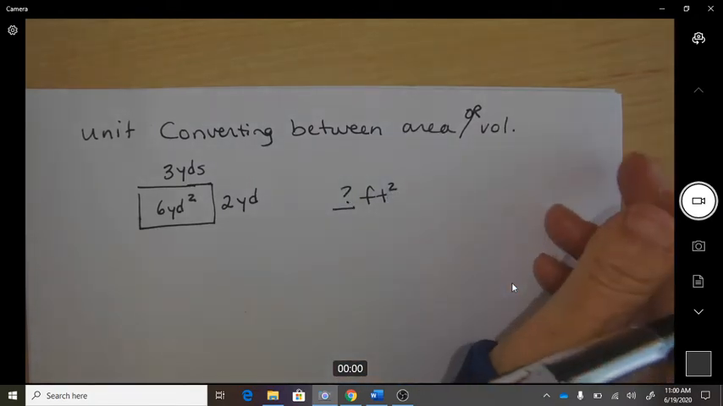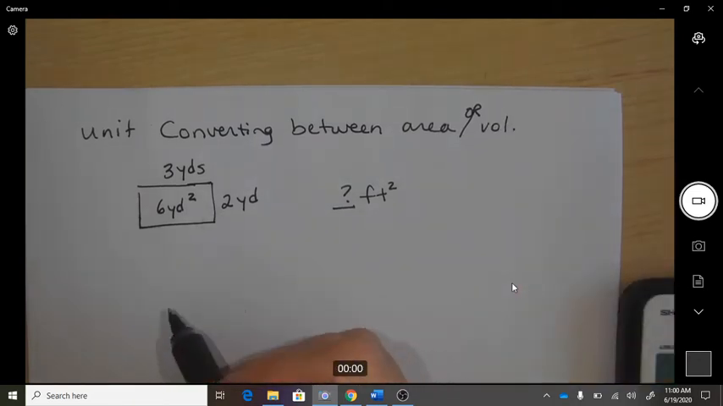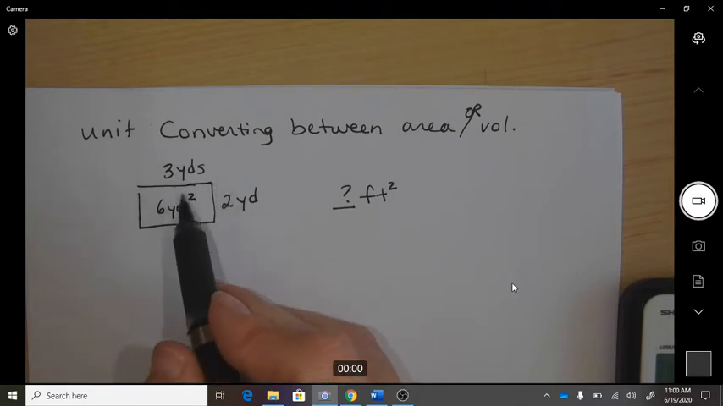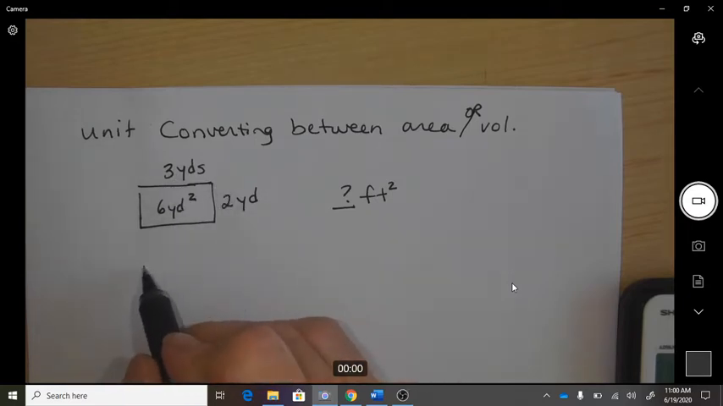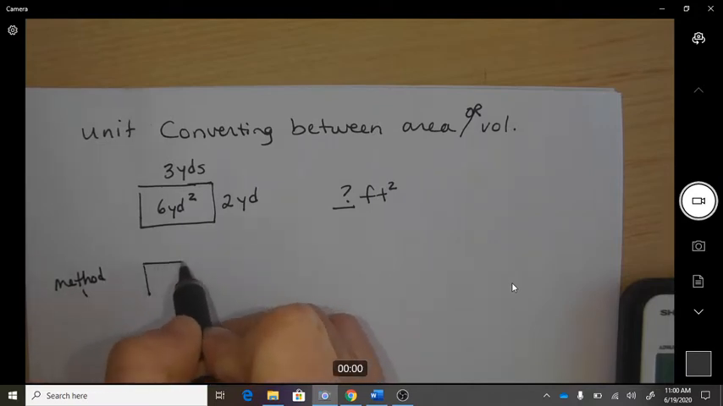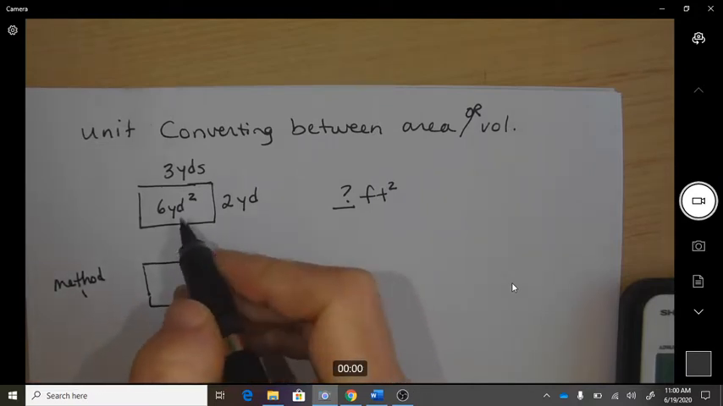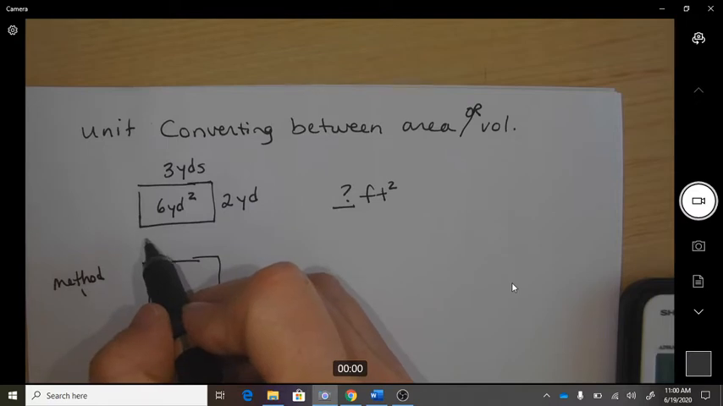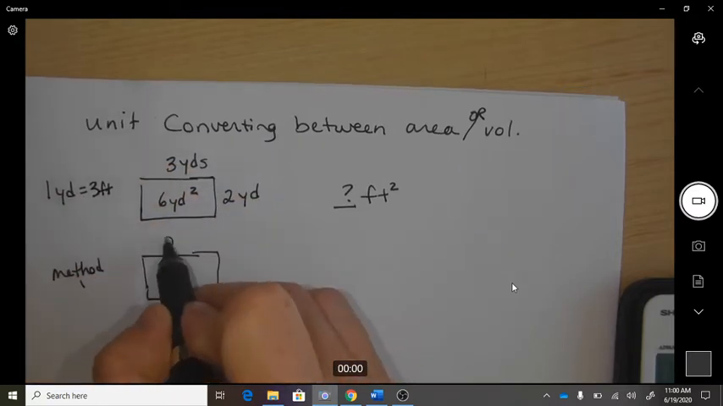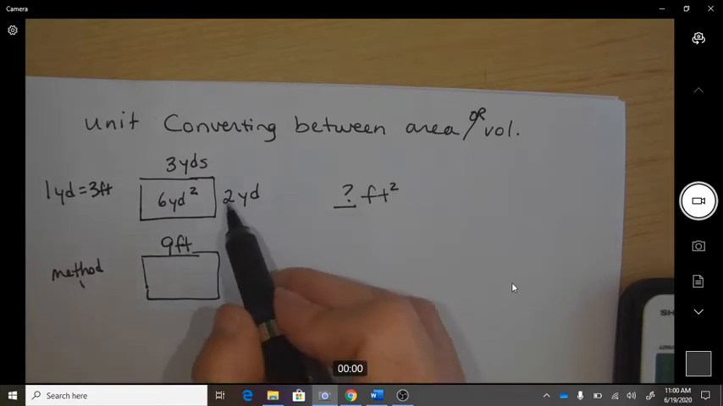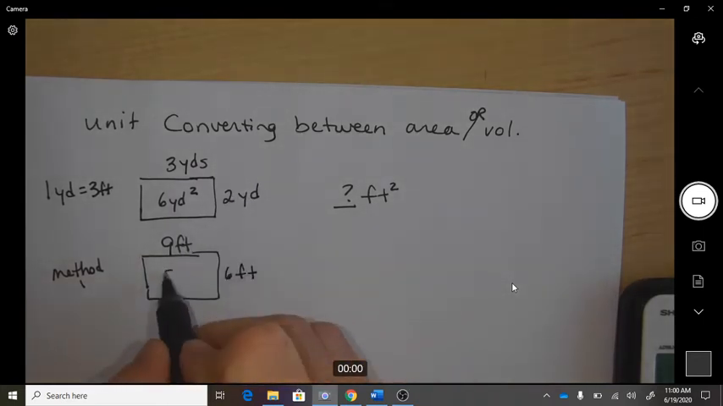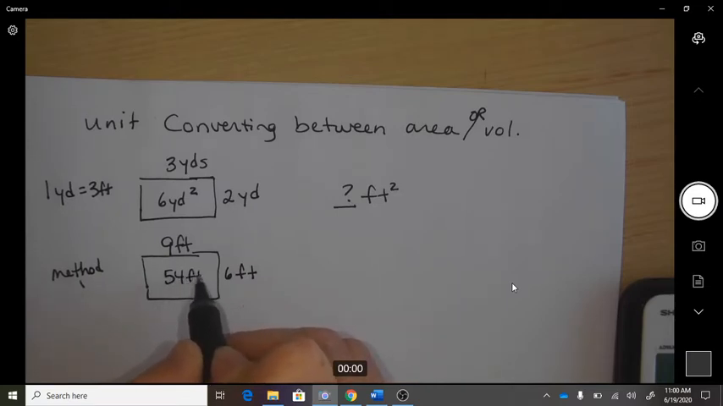So that's what we're trying to do. I have two methods I'm going to show you. You could convert beforehand. So method 1 is that you state that 3 yards, so 3 times 3, 1 yard is 3 feet. So this is 9 feet, and 2 times 3 is 6 feet, so that is 54 feet squared.